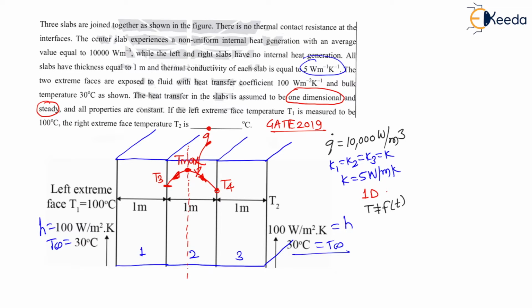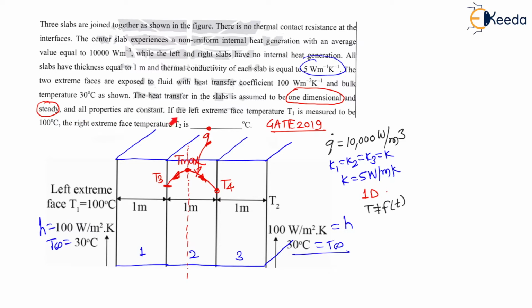Means at each and every location within the slab, the temperature will be constant at that particular location with respect to time. Let us say this T1 on the left extreme face, which is 100 degrees Celsius, will always remain 100 degrees Celsius at any time. Again this T3 on the right side of the first slab also remains constant with respect to time, right? T4 also remains constant on this face, and T2 is also constant on the right face with respect to time. Means temperature is not changing now, and all other properties are constant.